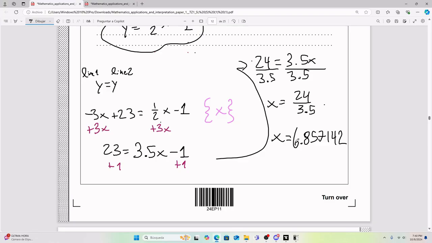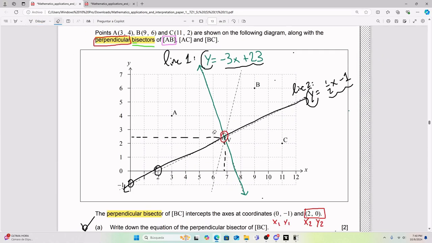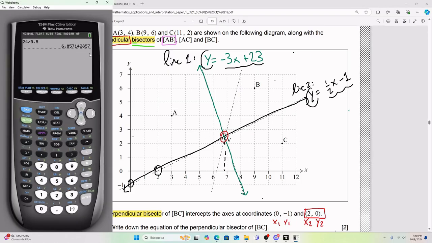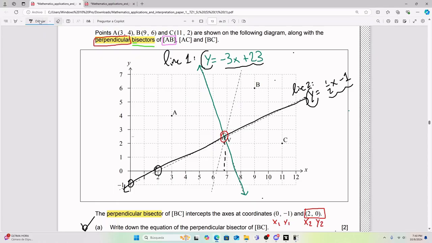Now, from here, right, I just found the x value, ¿cierto? So the x value that I just found for point V is exactly that. It's 6.857 blah, blah, blah, ¿cierto? Now, if you want to find your value for y, all you have to do, because they intersect here, is take that x value, ¿cierto? And plug it in either in line 2 or in line 1. And they will both give you the corresponding y value, okay?